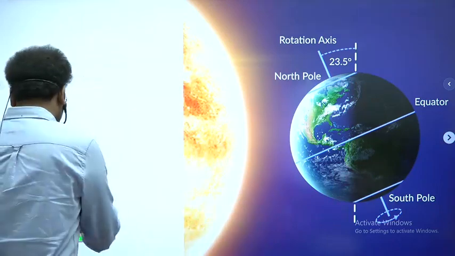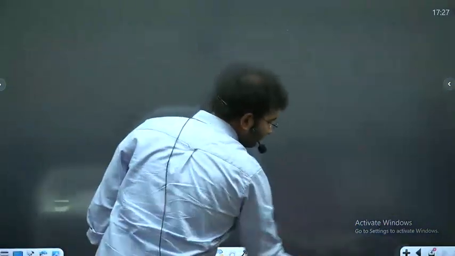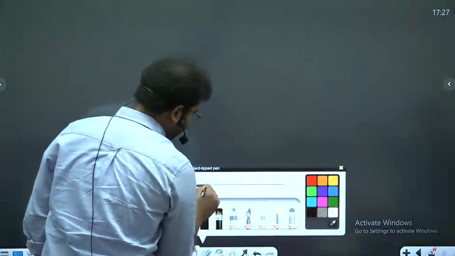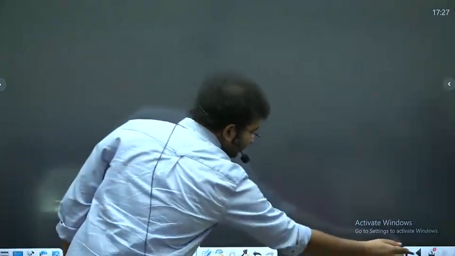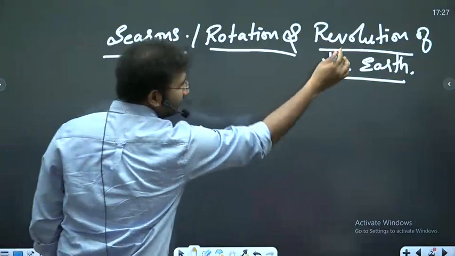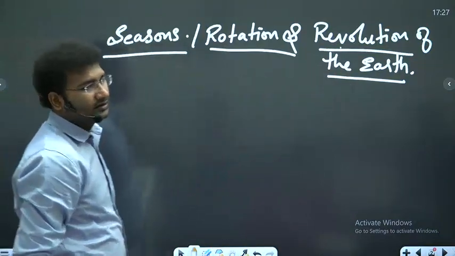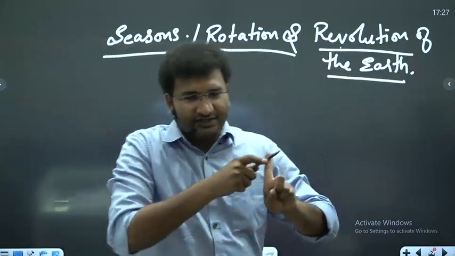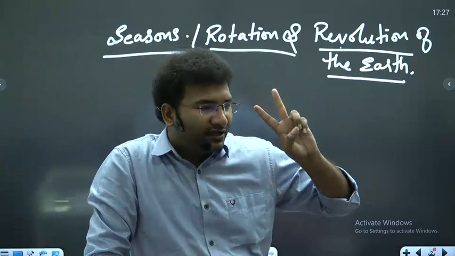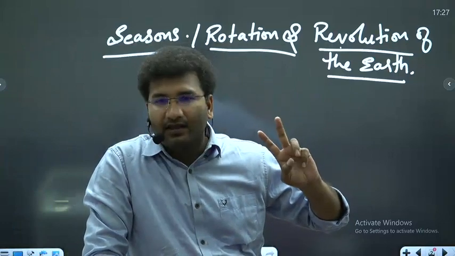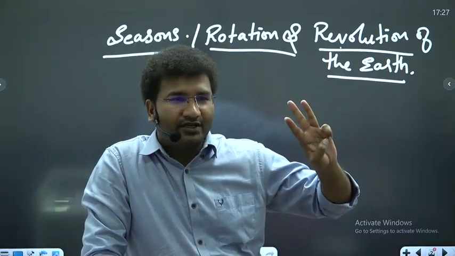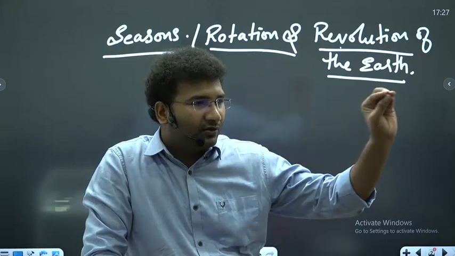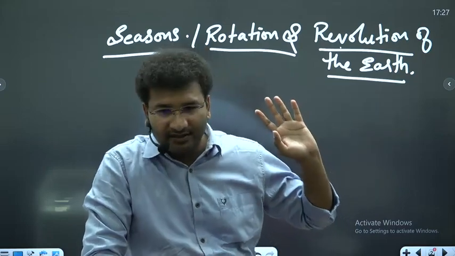Now look at this, as you already know that. Okay, so we are going to learn about rotation, revolution of the earth and the seasons. So you know about the angle of incidence, you also know the area of illumination. And the third keyword that I have to teach you is the apparent movement of the sun. Remember this carefully.